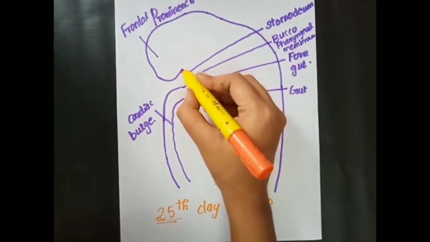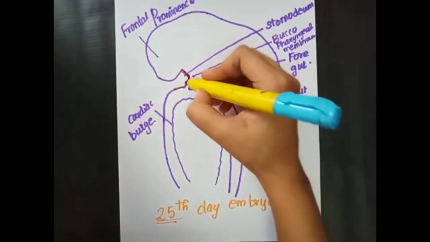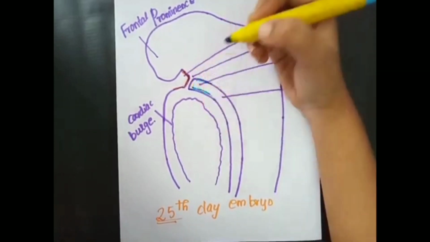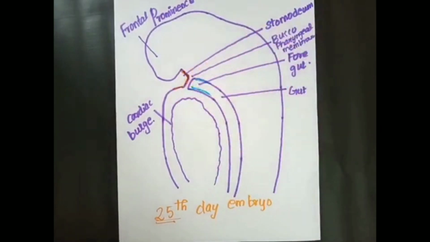This stomodium is lined by oral ectoderm, and the foregut is lined by endoderm, alright? Ectoderm and endoderm. And this buccopharyngeal membrane divides the oral cavity from the foregut, alright?